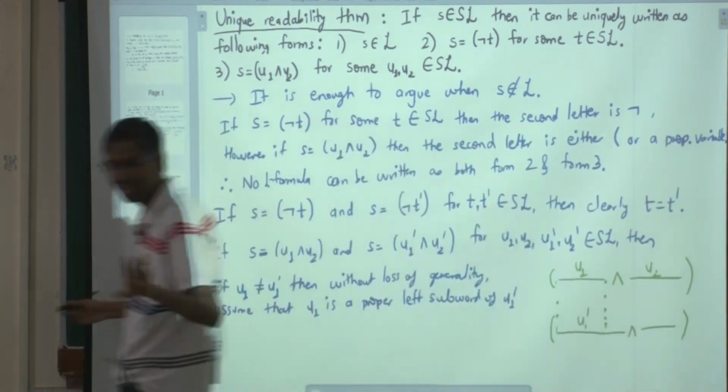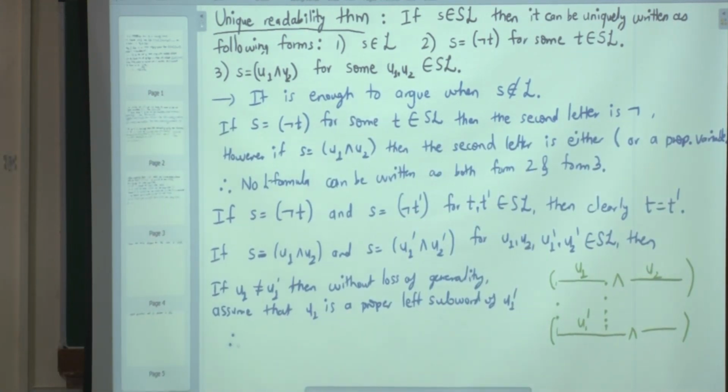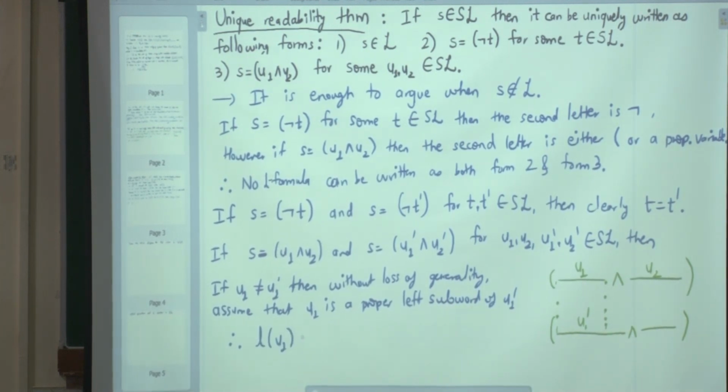So then what will happen? U1 dash is a formula and it has a proper left subword U1. Therefore, the number of left parentheses in U1 has to be greater than the number of right parentheses, which is a contradiction to U1 in SL. Because if U1 is a formula, then the number of left and right parentheses must be equal.